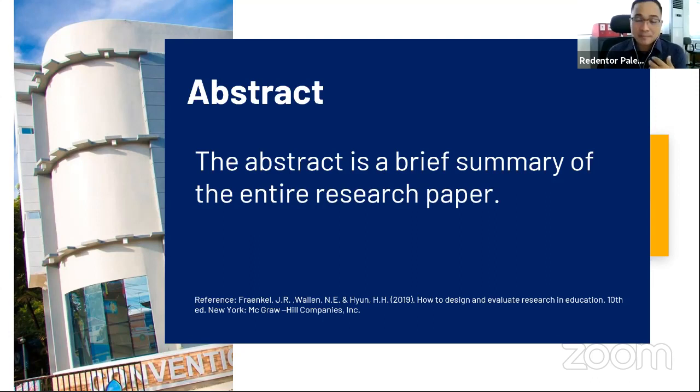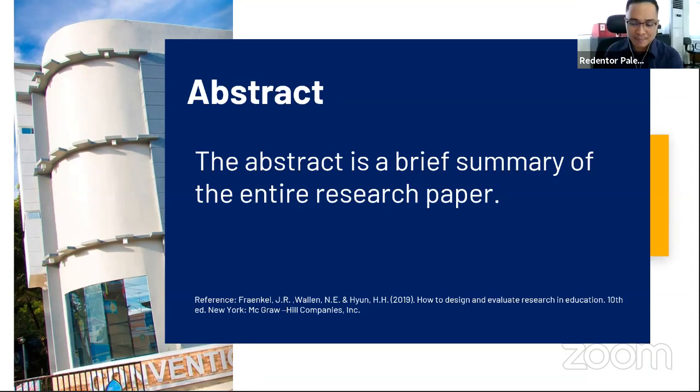Can you just imagine if your dissertation is up to 200 pages, you are going to condense it into 200 words, 250 words, depending on the journal you are interested in submitting to. Okay, so a brief summary of the entire research paper. So we already have the keyword: brief but comprehensive summary of the entire research paper. Let's move on to the next definition.